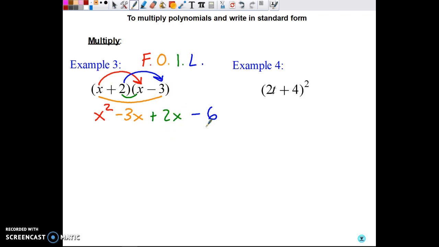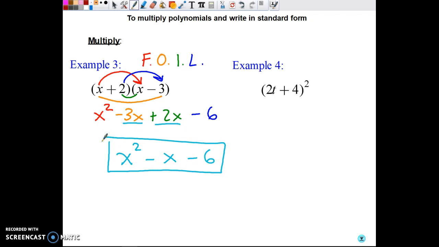Now once I have done the outer and the inner product, or essentially any part of this binomial multiplication, I need to look for like terms. And you see that negative 3x and positive 2x both have x to the first power, which means that they are like terms, and I can combine the coefficients. So my answer will be x squared, negative 3 plus 2 is negative 1x minus 6. And now I've multiplied them together.